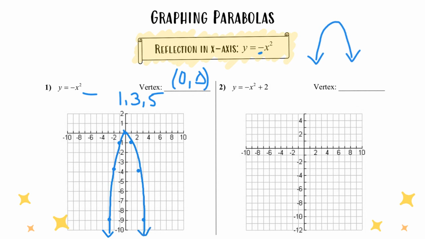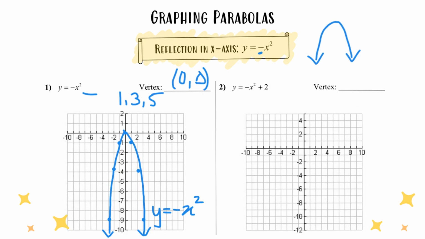Put an arrow. And don't forget, every single one of our parabolas needs to be labeled with the function. So this is going to be labeled as y is equal to negative x squared. And that's what a reflection in the x-axis looks like. It's just a parabola that's been flipped over upside down.